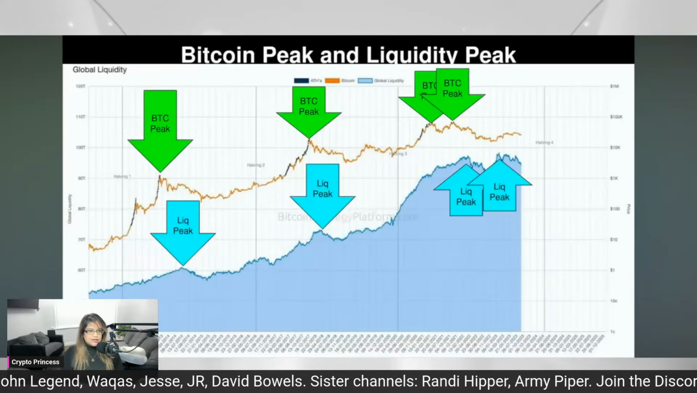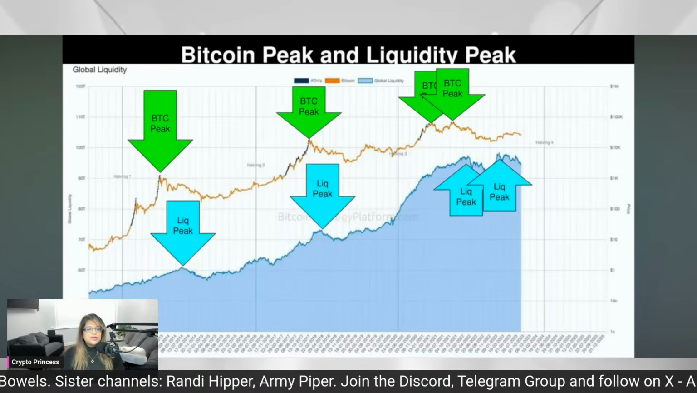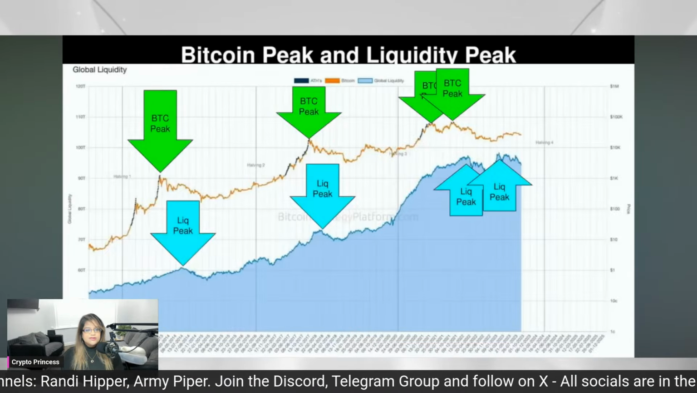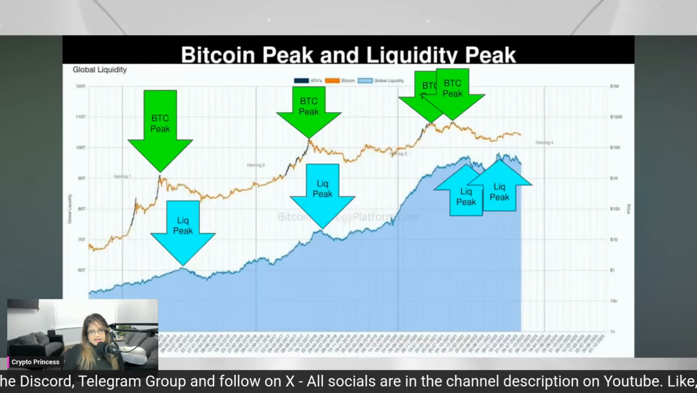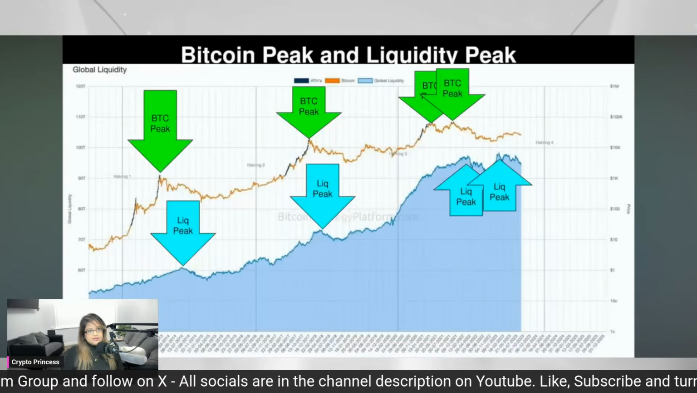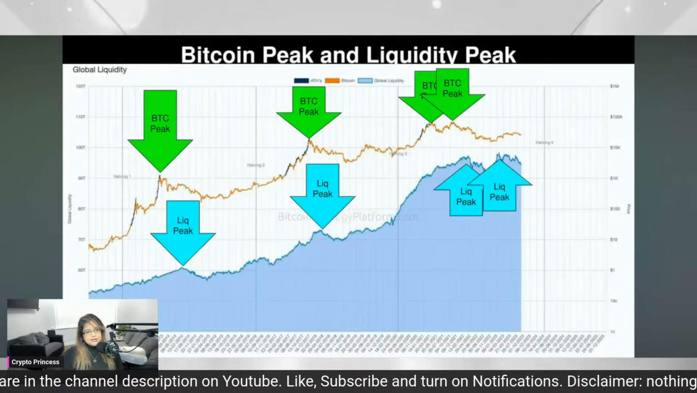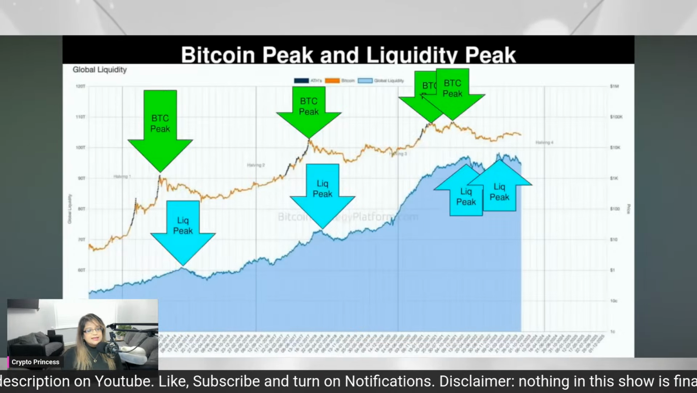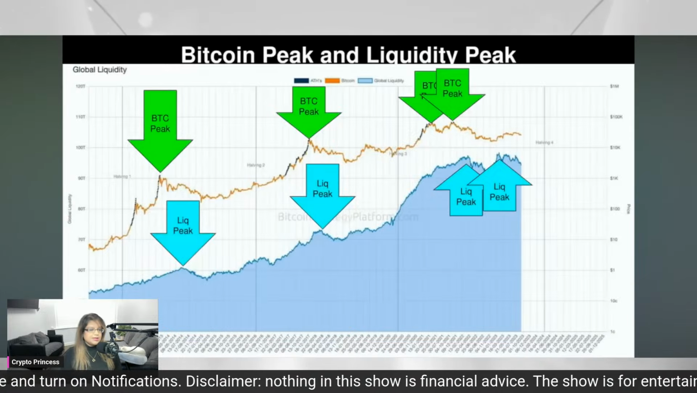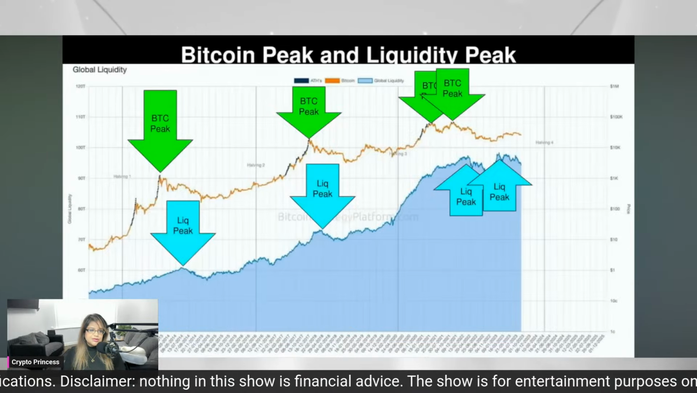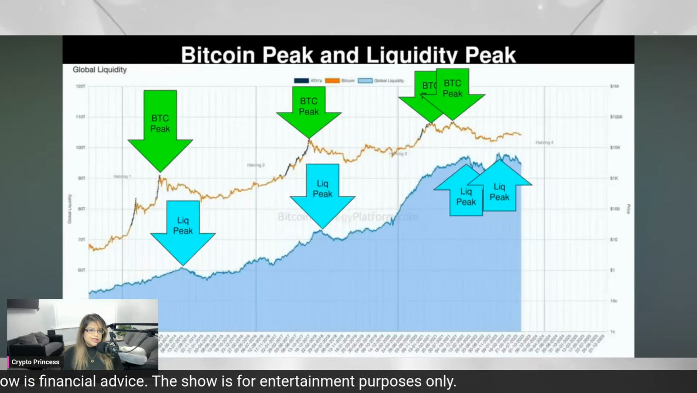And then when we look at the tops, we'll also notice something else here. Now, I don't know if you can see my cursor, but as Bitcoin goes up, as the M2 money supply goes up, as the money supply goes up, Bitcoin peaks before the money supply peaks. This is really, really important. Bitcoin peaks before the M2 peaks.